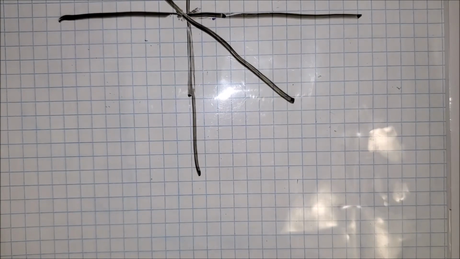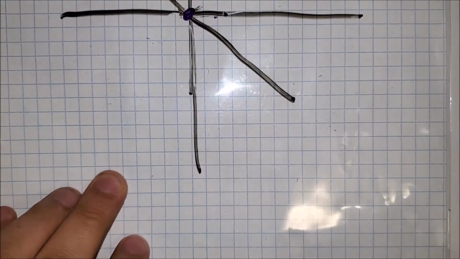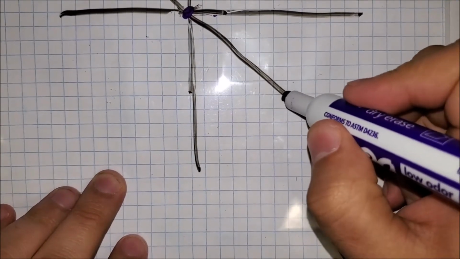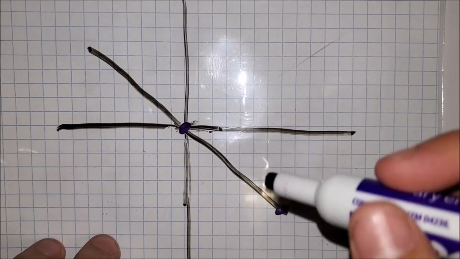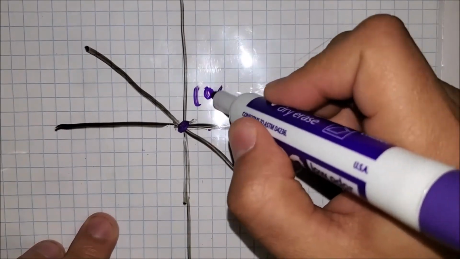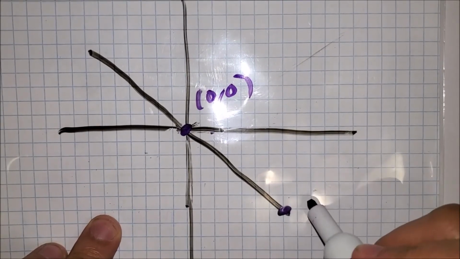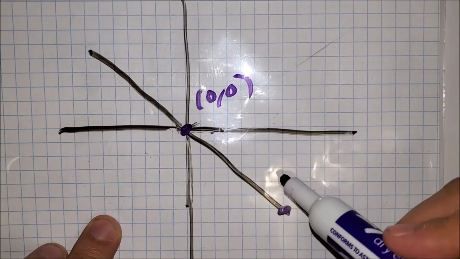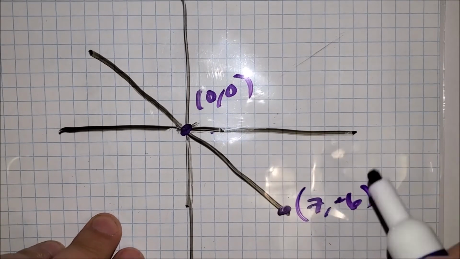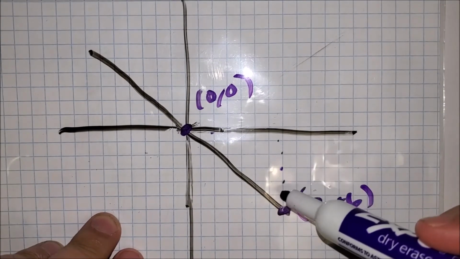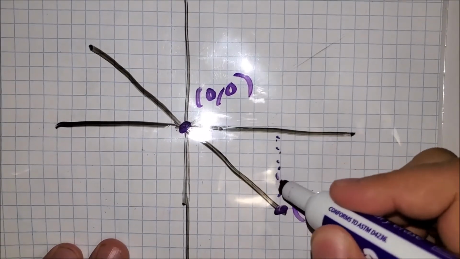Now, one of the points that it passes through, that's the easiest one to find, is 0, 0. So we can see that it passes through 0, 0 here. And it appears to pass through this point here as well. So this one's 0, 0. This one is 7, negative 6. Then we connect them like so.